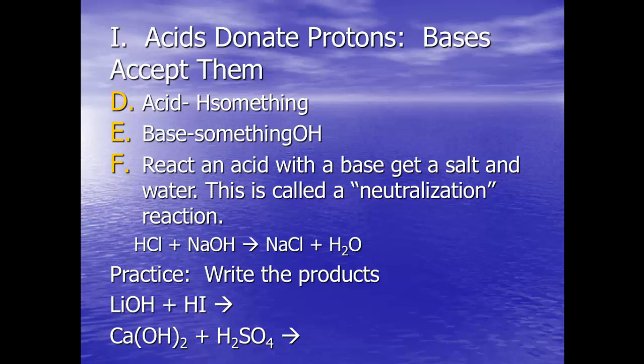If you react an acid with a base, generally what you get as a product is a salt and water. So they call this a neutralization reaction because salts don't have an acid or base portion to them, and water is neutral in its pH, which is something we'll talk about a little later. So if we take hydrochloric acid and sodium hydroxide and combine them, we get sodium chloride and water out. So that's the salt and water. So this is a neutralization reaction.